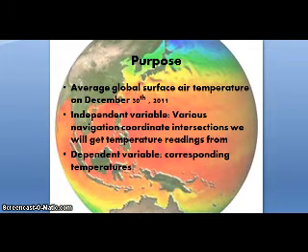The purpose of this investigation is to determine the average global surface air temperature on the day of December 30th, 2011. We will do this by finding and recording the high temperature for this day. The independent variable will be the intersections of the navigation coordinate points where we will get our readings from.